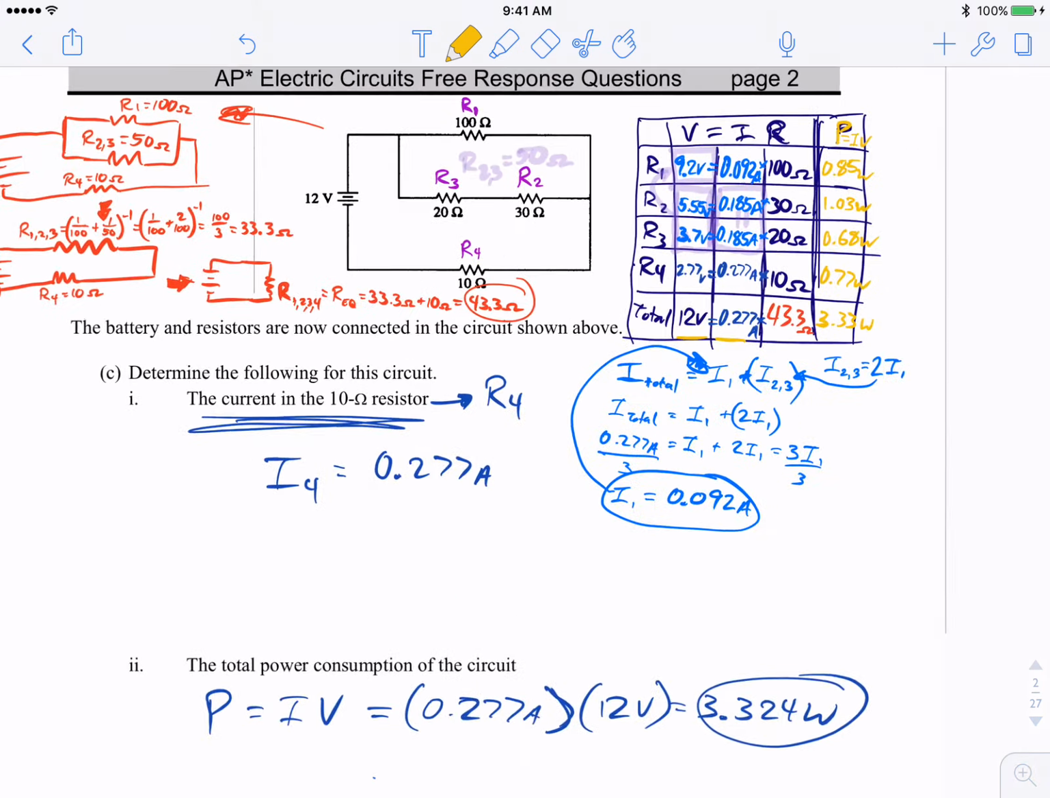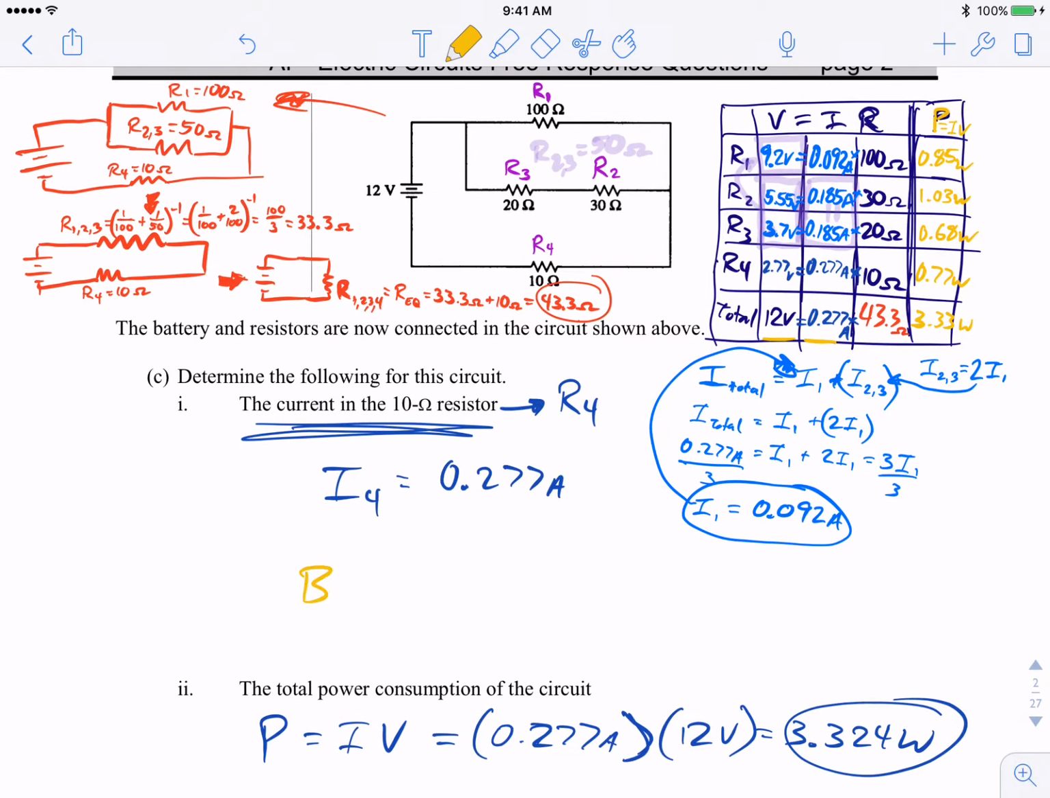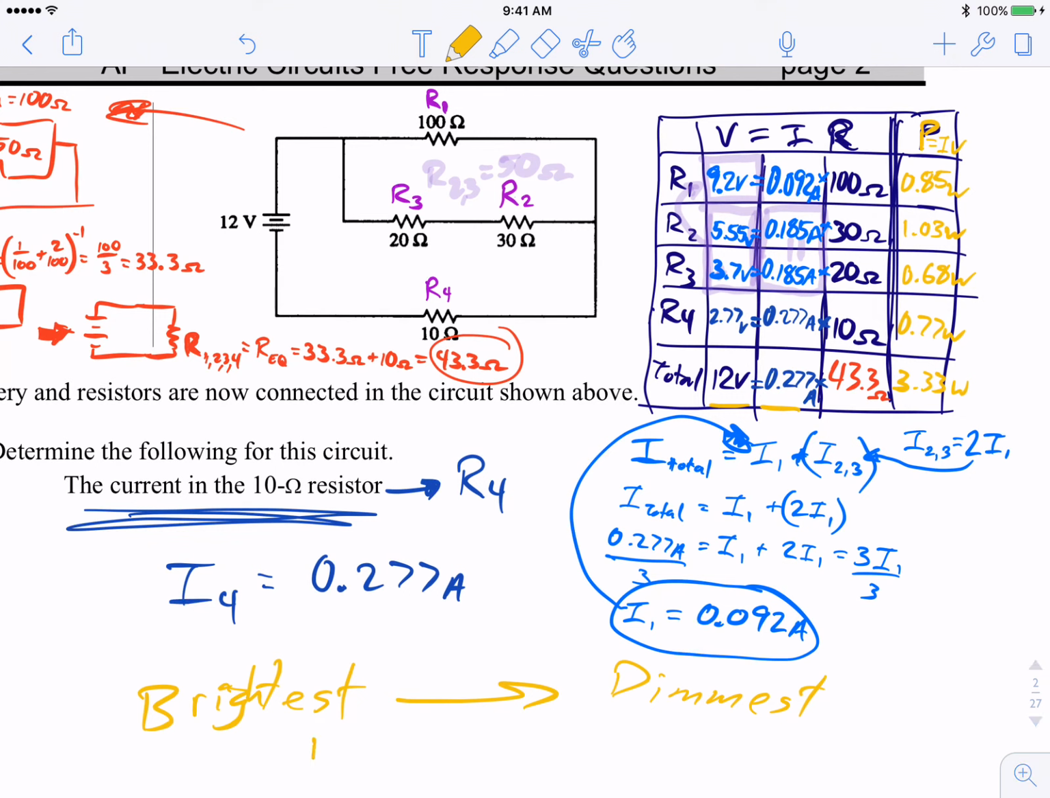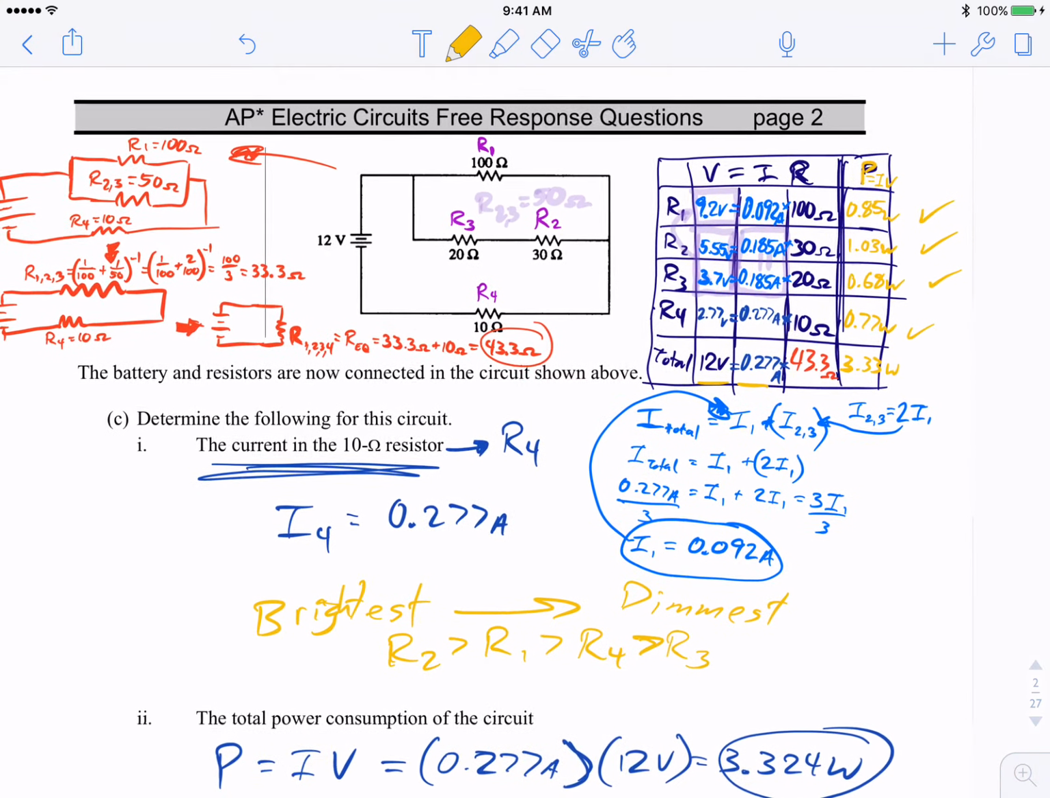Now let's rank the bulbs, and we're all done. So who's the brightest? I'm just going to write this in here. To the dimmest. And we're just going to rank them by the powers. So the brightest is going to be R2, greater than R1, which is greater than R4, which is greater than R3.